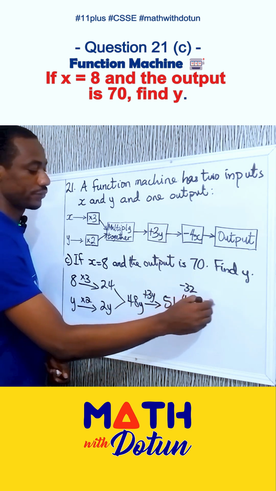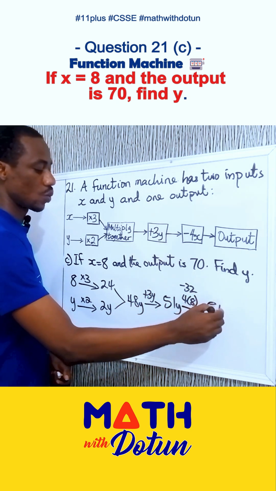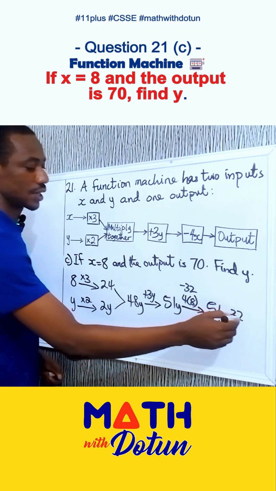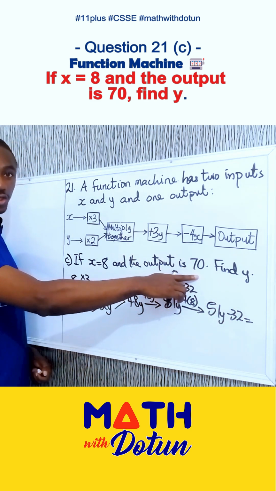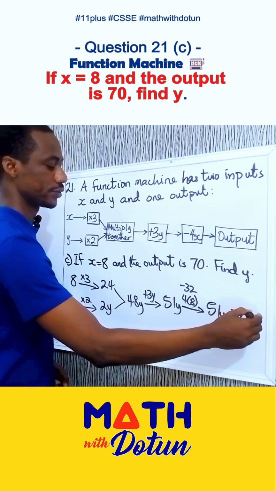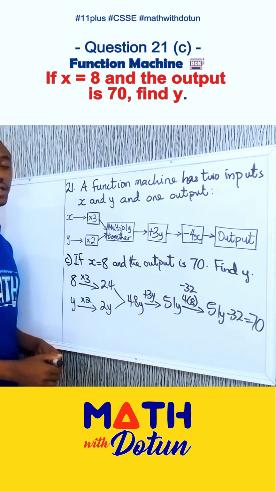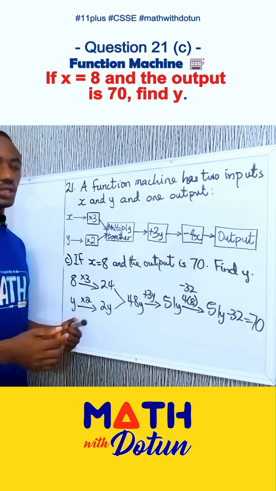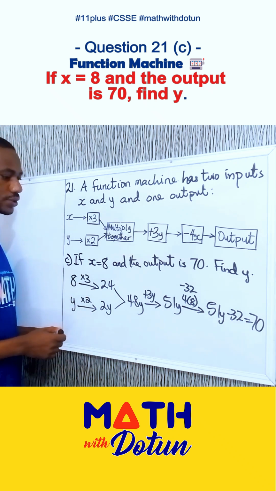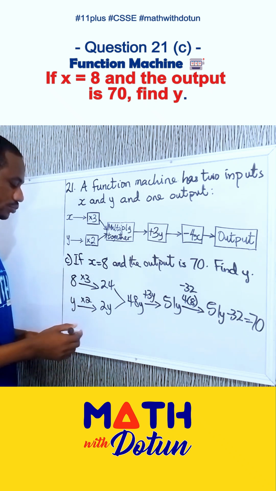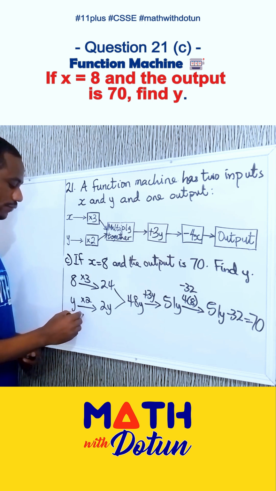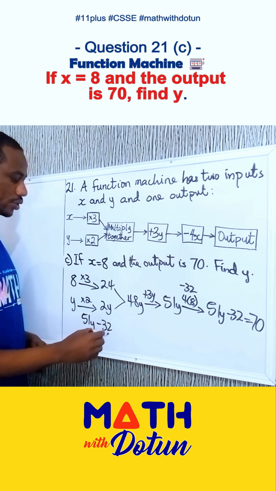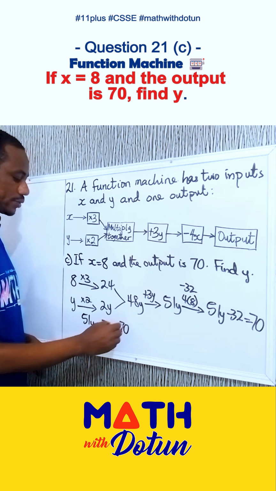So this will become 51y take away 32. Of course, we know the answer already because we have the output, which is 70. So this leaves us with a simple equation. And once we're able to solve this equation, then we know the value of y. So let's do that together. So we have 51y minus 32 equals 70, all right?